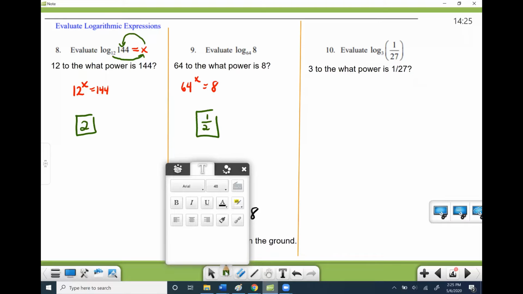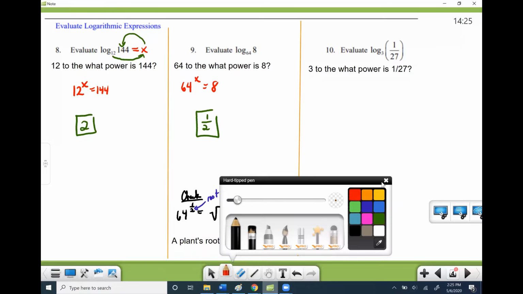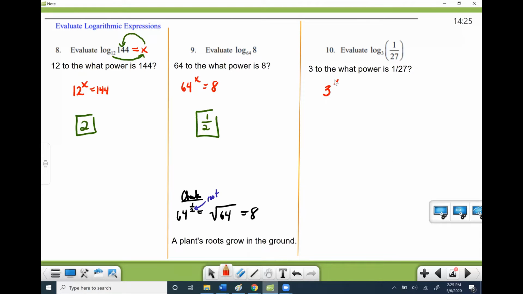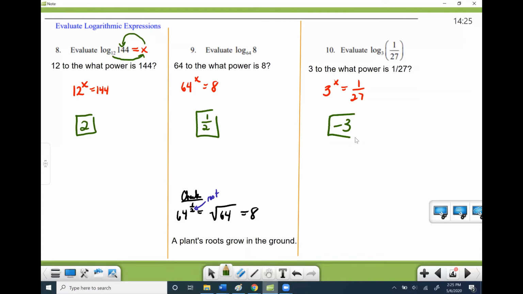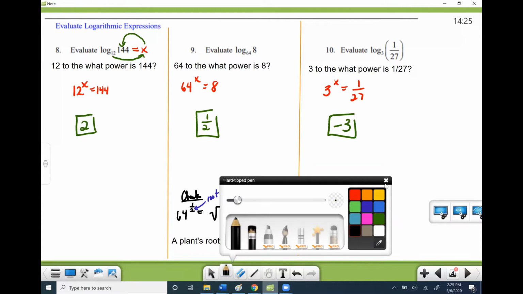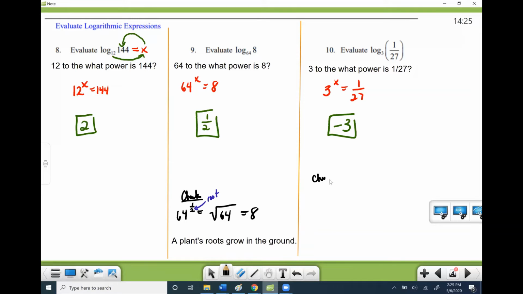Okay. So if I were to write that out, 3 to the what power is 1/27. Oh, you guys are good. You're fast. -3 is correct. Just really quickly go over it. For us to check, 3 to the negative third means 1 over 3 to the positive third. And 3 times 3 times 3 is 27. You guys got it. Great job.